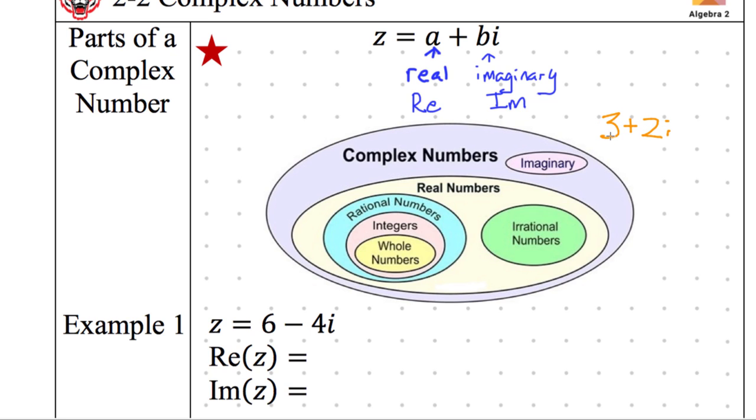This is a complex number, 3 plus 2i. If I had just written 2i, that is right here. That is imaginary. If I wrote 3 plus 2i, now I'm in this realm of complex numbers because it has an imaginary part along with a real part. So real plus imaginary means complex. You don't necessarily need to have both those things. You can just have one or the other and you're still a complex number.